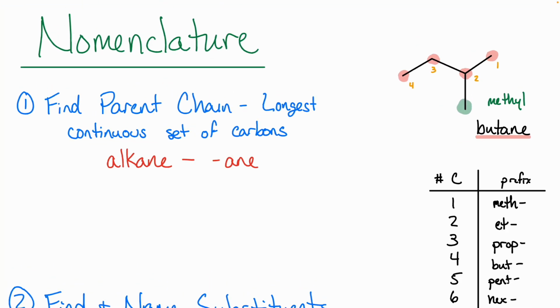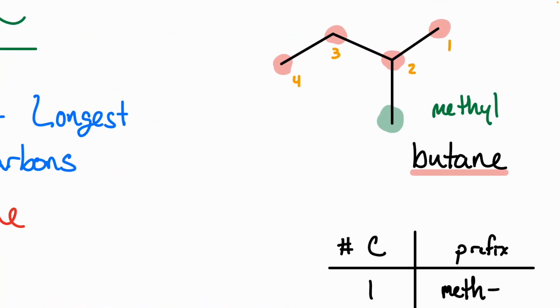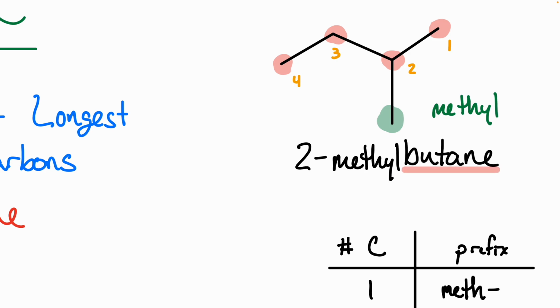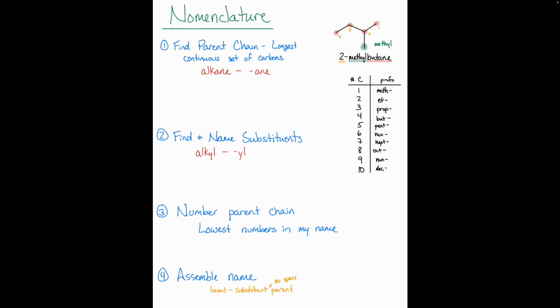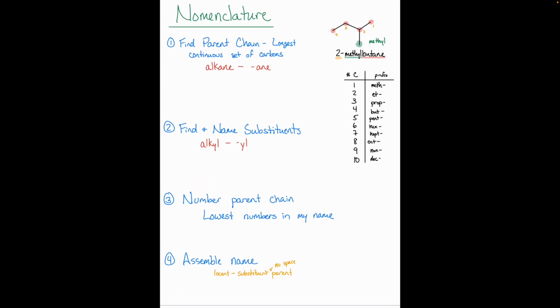Okay, so for this one here, I have my parent chain is butane. I have a methyl group on carbon 2, so this would be 2-methylbutane. Run together, all one word. All right, and I've got every carbon accounted for in this name. I have my methyl carbon, my 4-carbon parent chain, my butane, and my location of that methyl group on carbon 2.